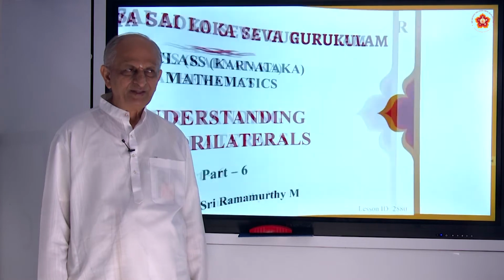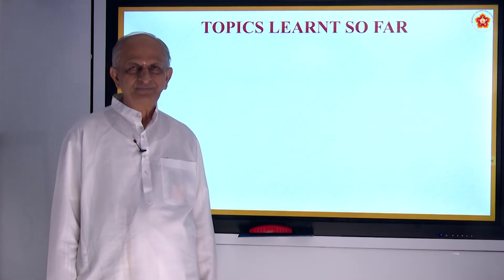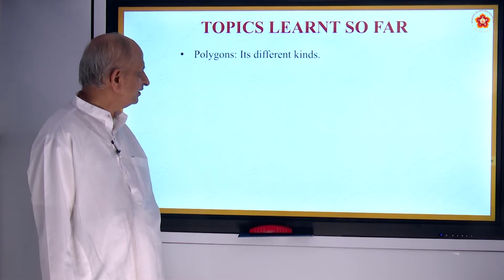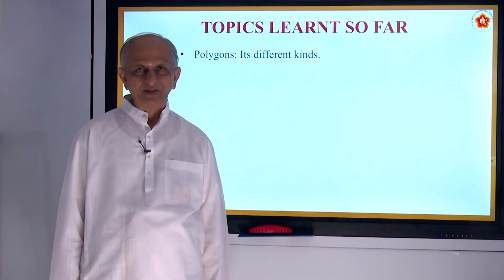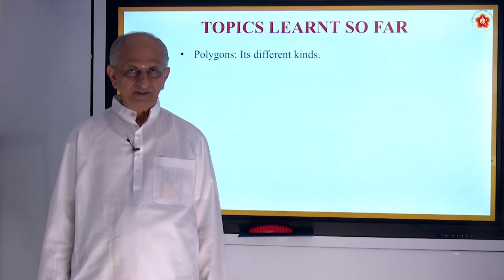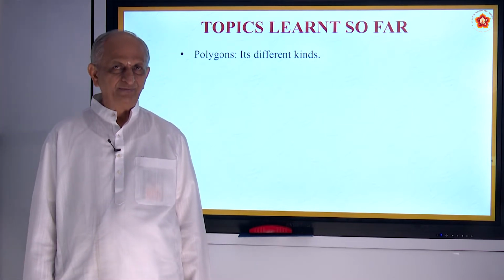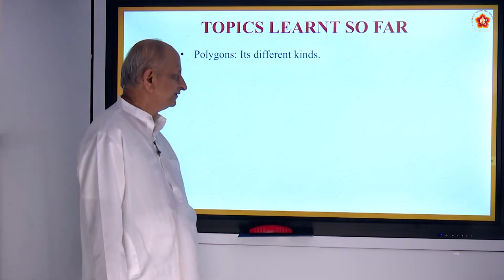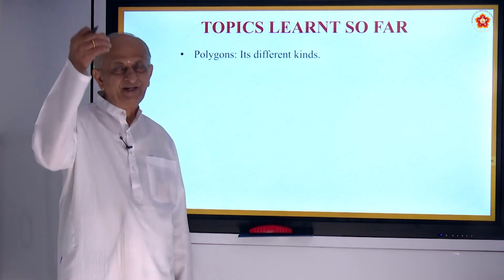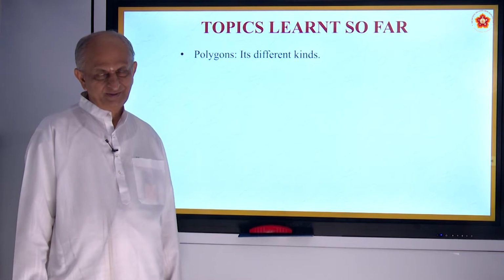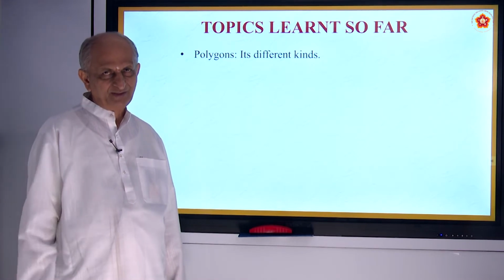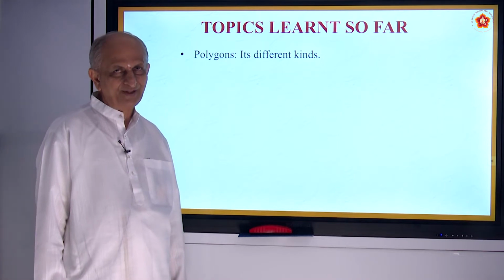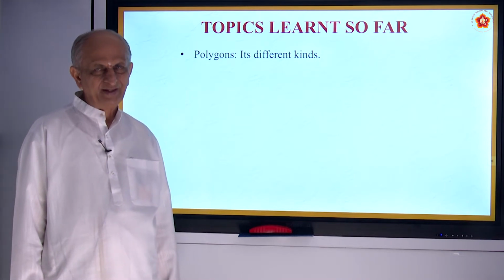So, what we studied in the previous class, I think you remember, we started with the discussion on polygons. What are polygons? Polygons are plane figures having 3 or more than 3 sides, and there are different kinds of polygons. If there are 4 sides, what do you call it? Correct? Quadrilateral. 5 sides? Pentagon.